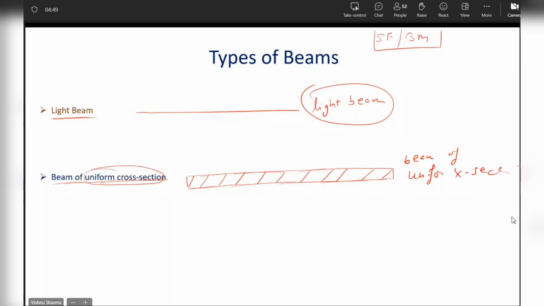Are these two types of beams clear, beta? Light beam and beam of uniform cross section. So if you say that this beam is 10 meters long and let us say it weighs 50 newtons, it means the weight of the beam is 5 newtons per meter. That means if you take 1 meter of the beam, the weight will be 5 newtons. That is what is meant by uniform cross section.